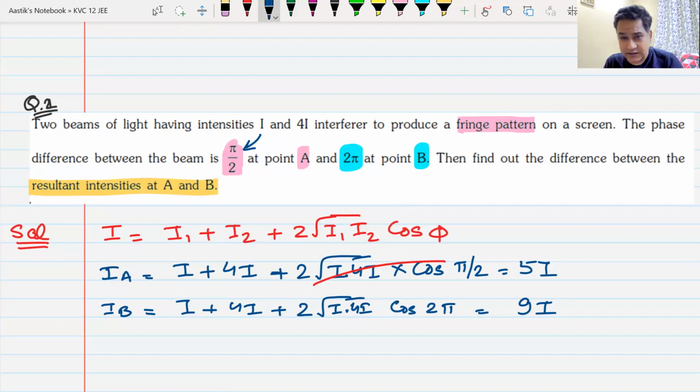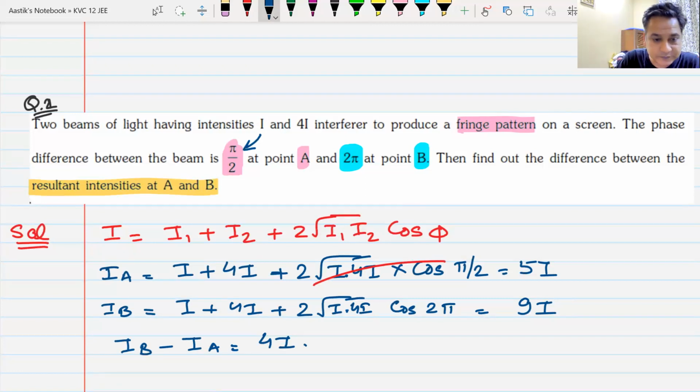But we don't have to find IA and IB. I have to find the difference. So IB minus IA will be 4i. That is the answer that we were looking at. Do we understand this? Yes or no?